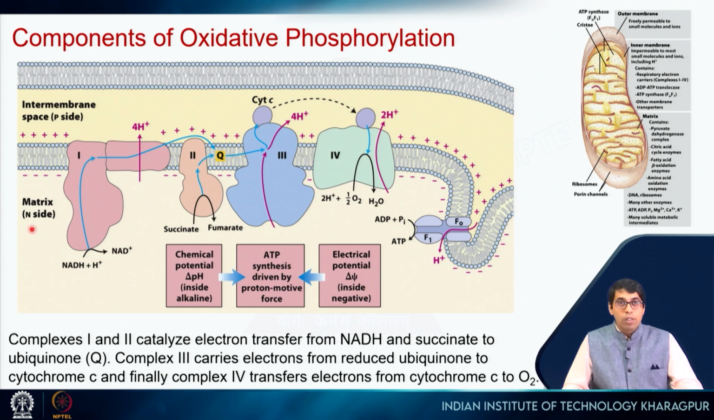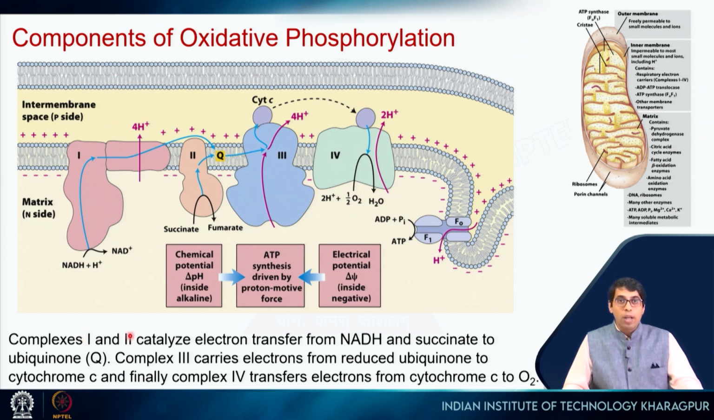This matrix is also referred to as the N side because it will have a net negative charge, and this intermembrane space will be called the P side because it will have a net positive charge. That is because, as we will see, hydrogen ions will be pumped out from here to here by different parts of this complex. There are 4 complexes: 1, 2, 3 and 4. Out of these, 1, 3 and 4 pump out hydrogen ions, which is coupled to the oxidation reduction reaction that happens here.